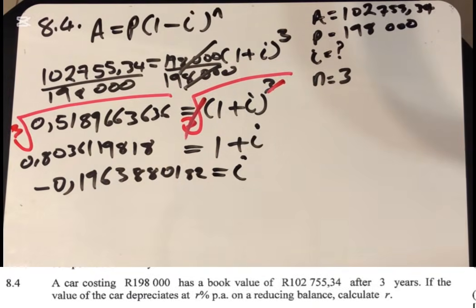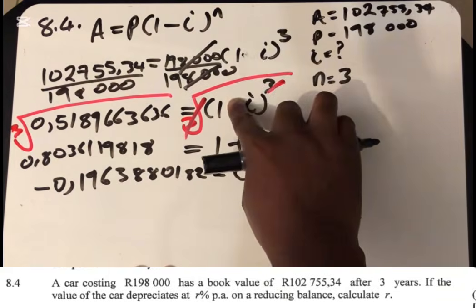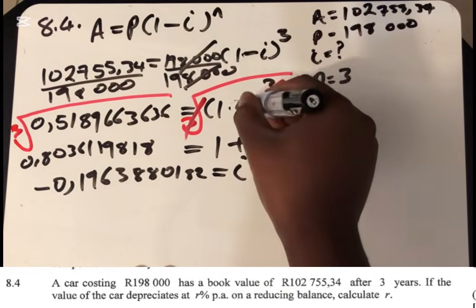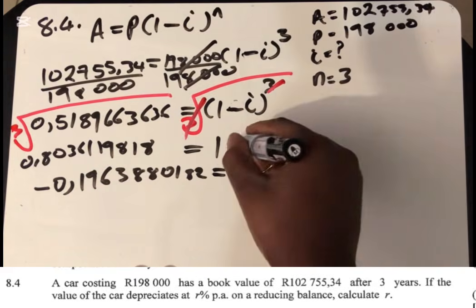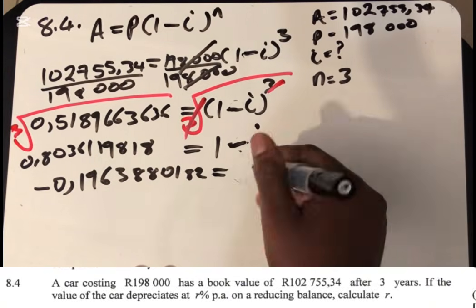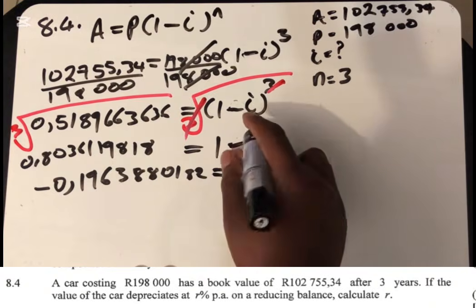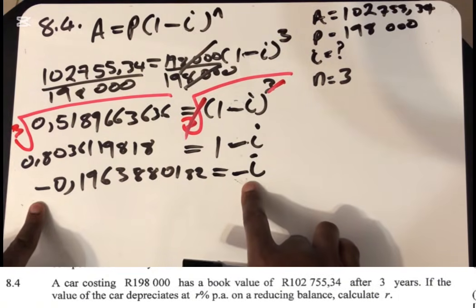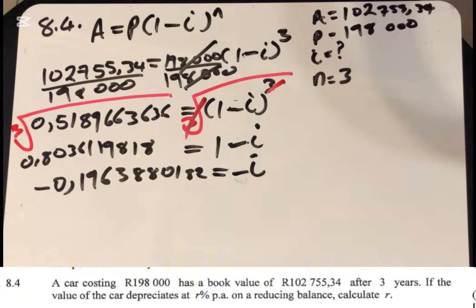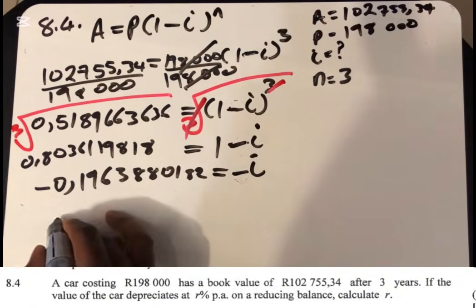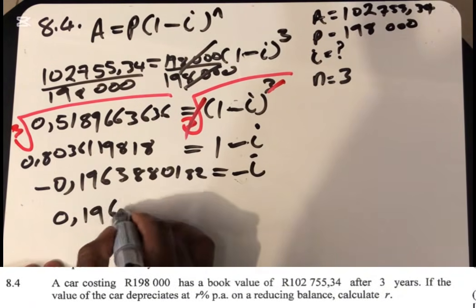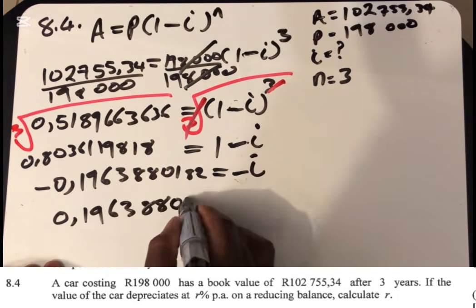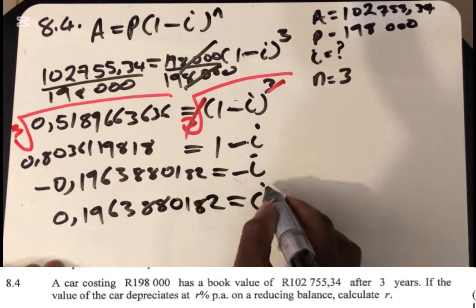Oh, my mistake, this is negative in here. We are having negative here, and negative here, meaning that we remain with negative i. So if you can check, we're having negative and negative. This negative and negative can cancel each other. When they cancel each other, we remain with a positive number here, which is 0.1963880182, equals i.